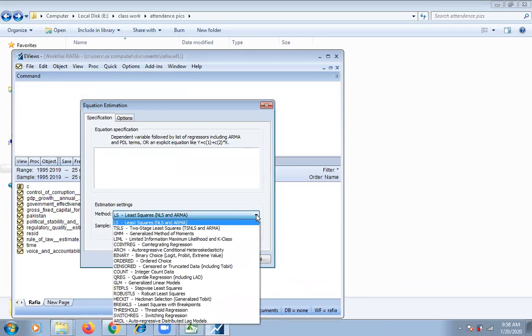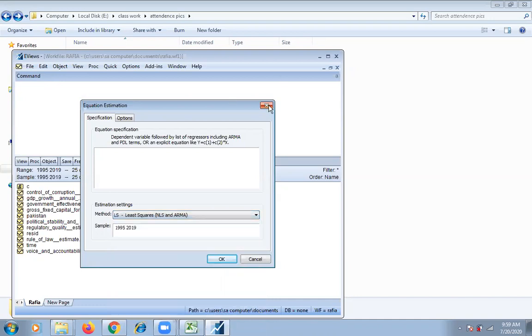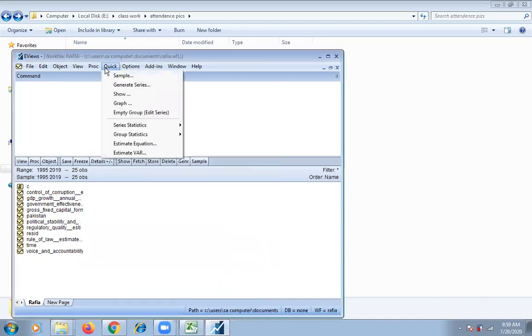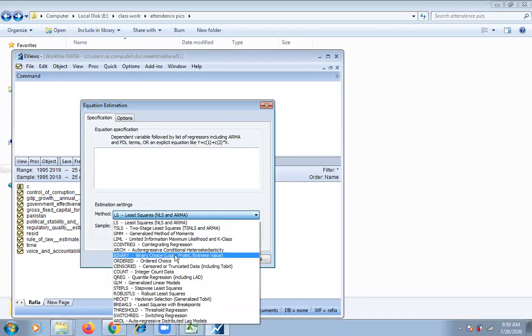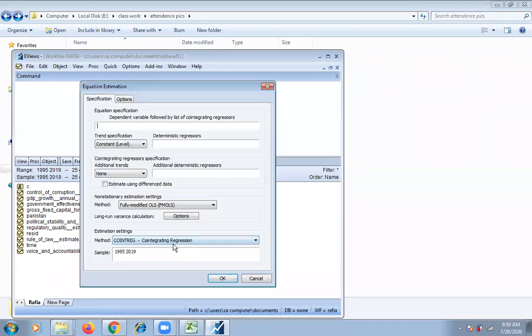I'm not finding the Johansson co-integration here. Okay, sorry for that. Again, I'm going to show you. Quick option, then estimate equation. Here you find co-integration regression.